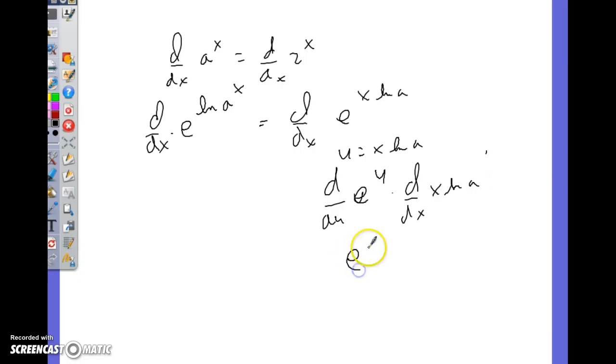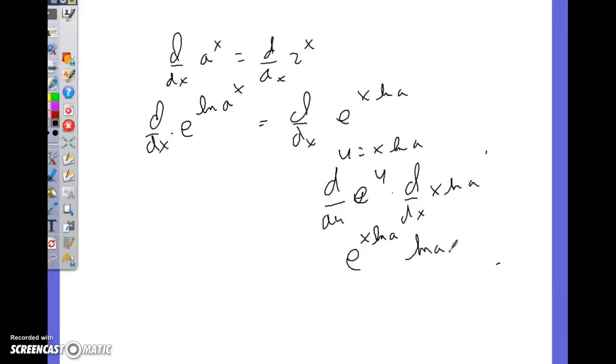So then I take this. This is just going to be e to the x ln a, right? That hasn't changed. And then this is going to be something weird. This is going to be ln of a, right? Because I lost the x. Because this is a number, we lose the x. Are we with me so far?